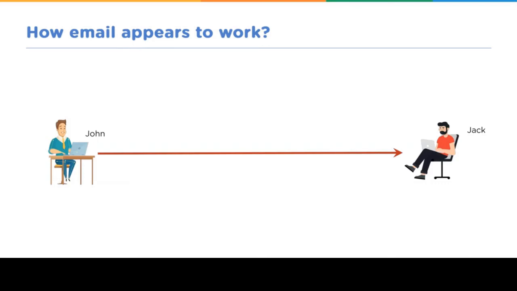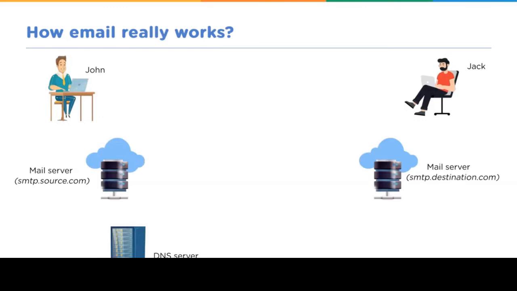When John sends an email to Jack, it appears that the email is sent directly from John's system to Jack's system. However, that is not how email really works. It is much more complex than that. This is how an email really works. It involves several mail servers along with DNS servers.